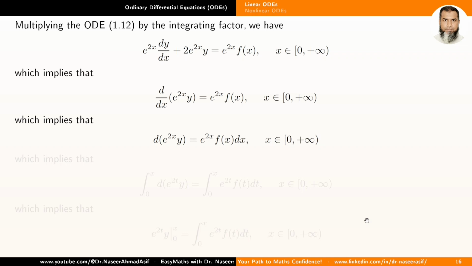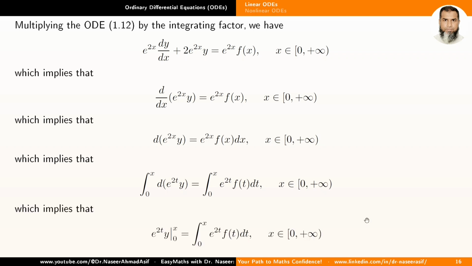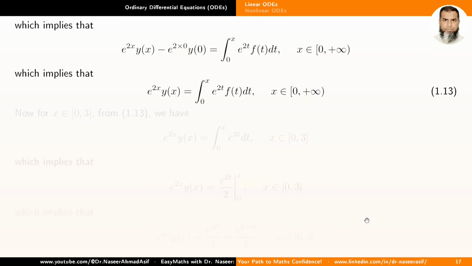Now integrating this from 0 to x, we have integral from 0 to x of d of exponential 2t y is equal to integral from 0 to x of exponential 2t into f of t dt, with x equal to 0 to plus infinity closed interval. So we have exponential 2t into y from 0 to x is equal to integral from 0 to x exponential 2t into f of t dt. So exponential 2x into y of x is equal to integral from 0 to x of exponential 2t f of t dt, where x equal to 0 to plus infinity closed interval.